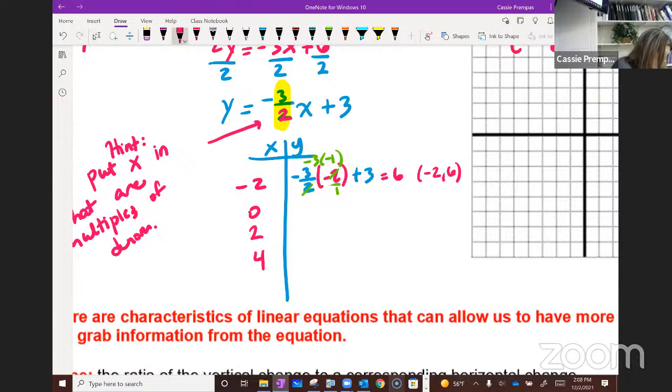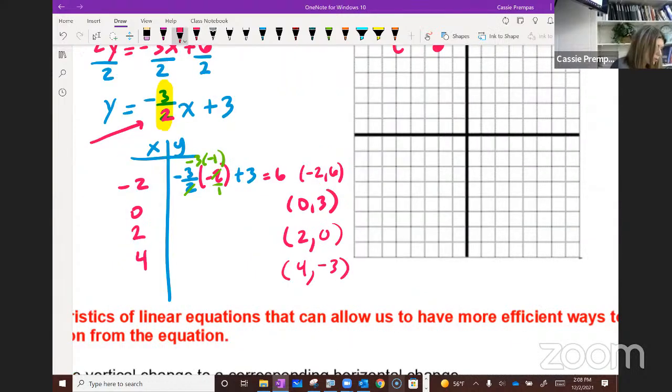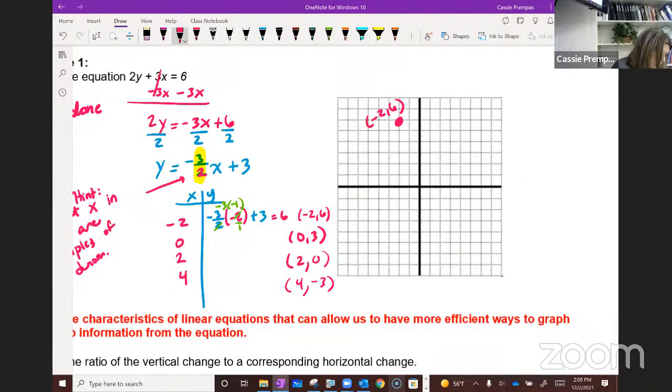All right, guys, you should have gotten points like 0, 3. You should have had a point like 2, 0. And a point like 4, -3. Yep. And if we plot those points, we would have -2, 6, 0, 3, 2, 0, and 4, -3.